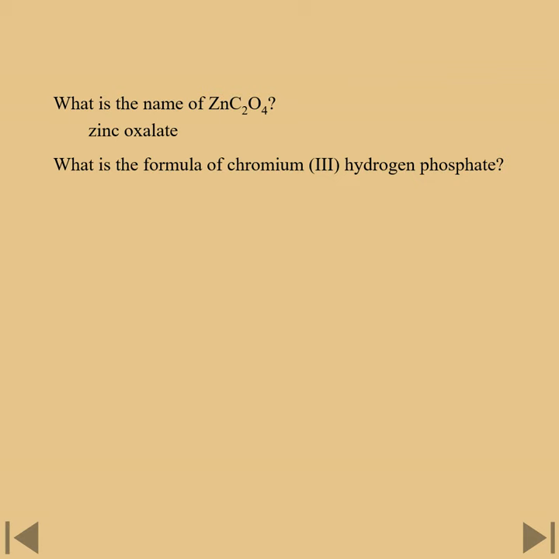And what's the formula of chromium-3 hydrogen phosphate? Well, chromium-3 says Cr+3. Hydrogen phosphate, so we have hydrogen, phosphorus, and some oxygens. How many oxygens does phosphate have? And phosphorus isn't in the 7, so phosphate has 4. I get the charge from the bonding number of the phosphorus.